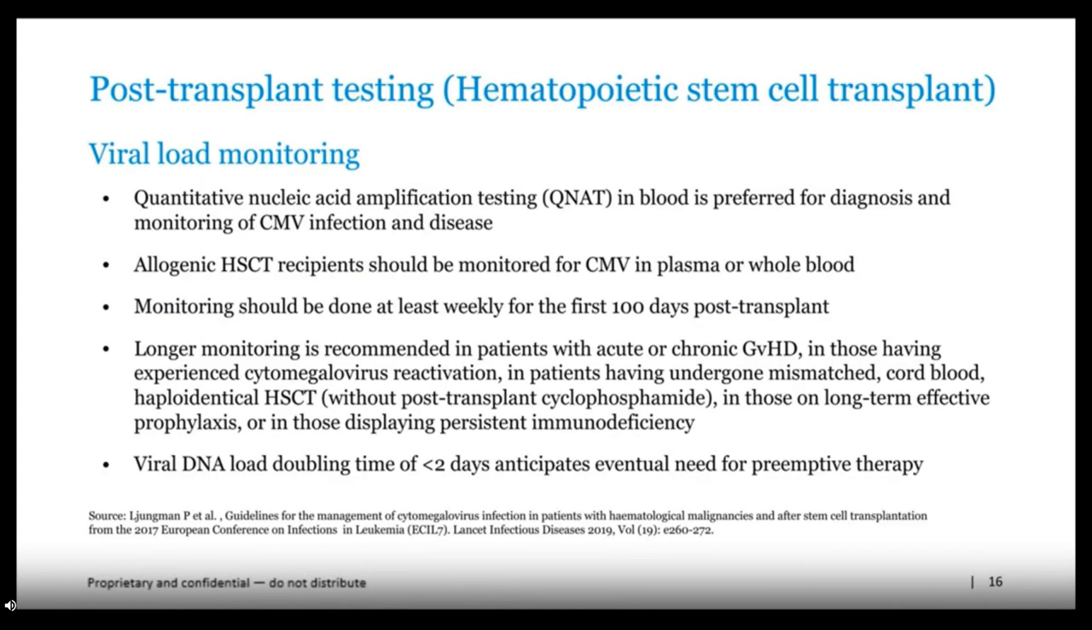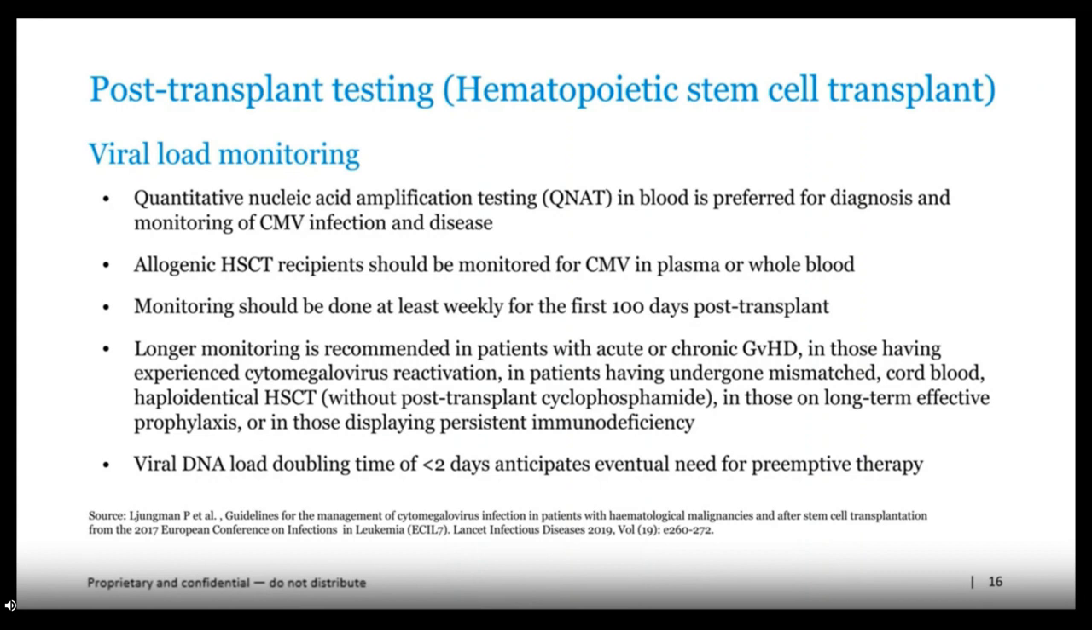Now, if we go to the hematopoietic stem cell patient population, you have to remember that before the advent of viral load monitoring and preemptive therapy in this population, the leading cause of death post-bone marrow transplantation was actually CMV disease. So quantitative nucleic acid testing in the blood is preferred for diagnosis and monitoring of infection and disease.